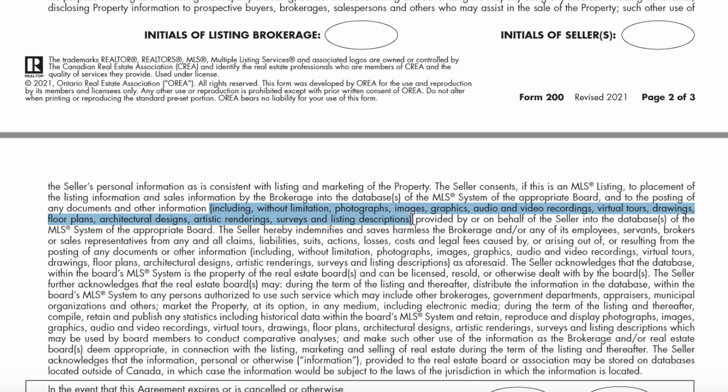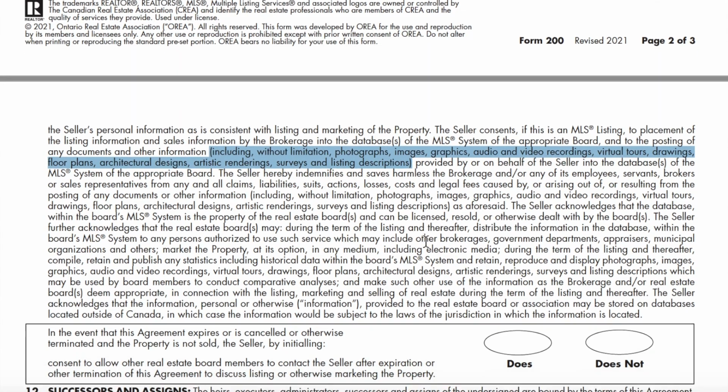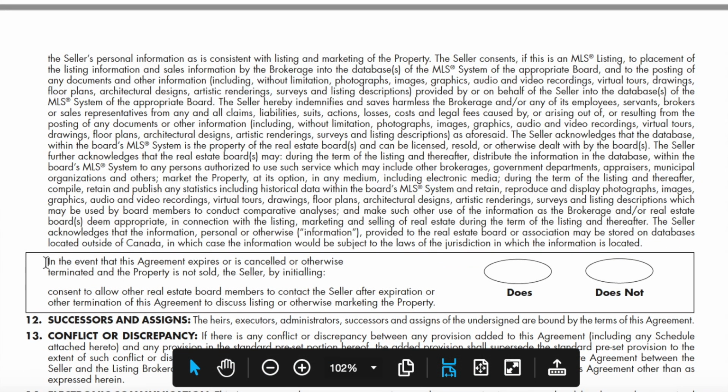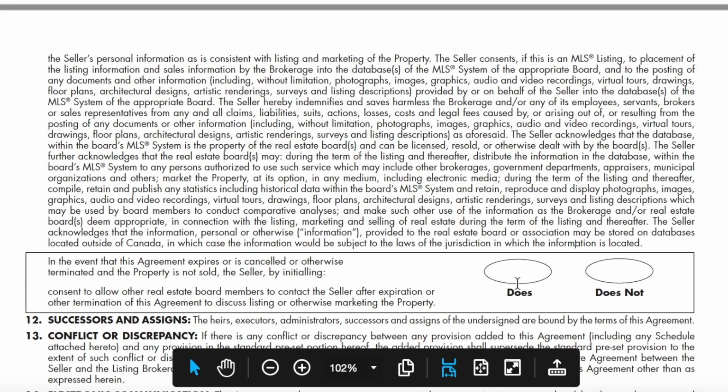surveys, etc. And below that, here's where the seller can initial if they do or do not want to be contacted by, say, another real estate brokerage if this listing were to expire, for example. Real estate agents sometimes generating leads will call expired listings to see if they can provide their services and get it back on the market. Initialing here does or does not allow that.